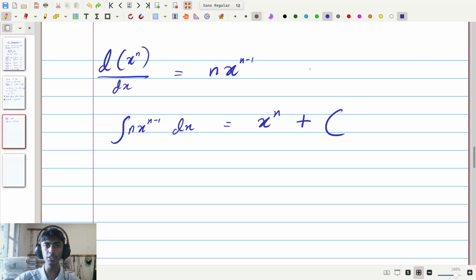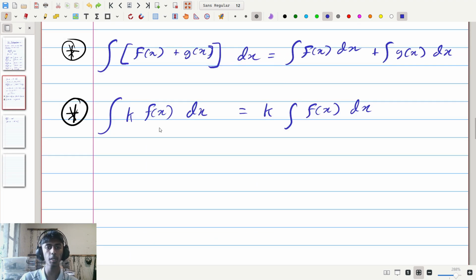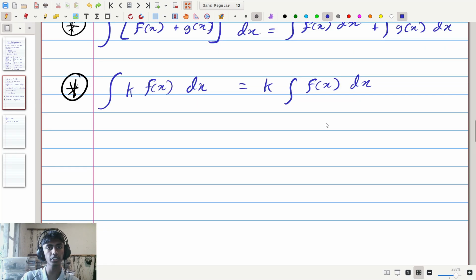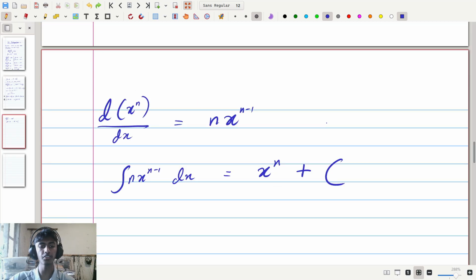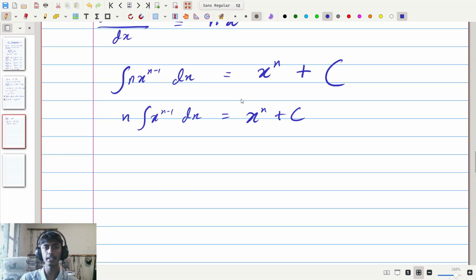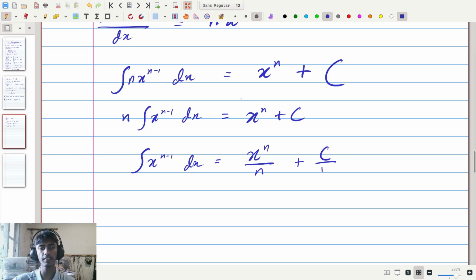However, this is not the format that we usually write this in. Usually we rearrange things. Usually, using the second rule where a constant times a function is going to be the constant times the integral of the function, we write this as n times the integral of x to the power of n minus 1 taken with respect to x being x to the power of n plus c. And then taking this n to the other side, we usually write this as the integral of x to the power of n minus 1 taken with respect to x being x to the power of n divided by n plus c divided by n.